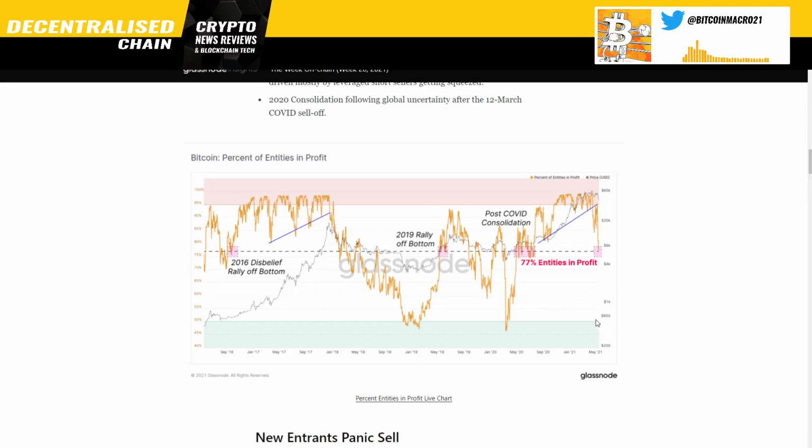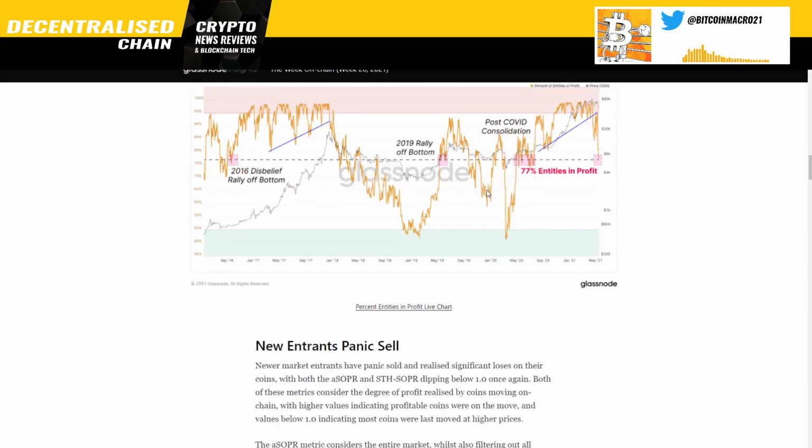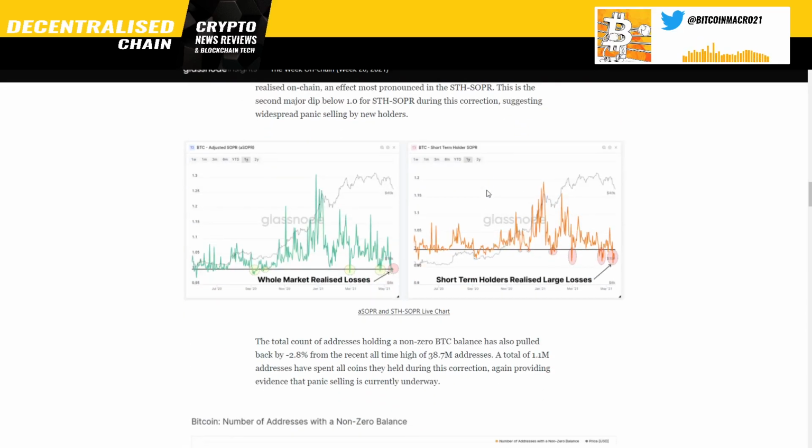lower. Now maybe we do come back to the green zone where 50% of entities are in profit and 50% are at a loss. Who knows, maybe that's the level that we're gonna see the bear market bottom again, if we are in a bear market. But in my opinion, it's just a pretty good indicator to be looking at if you want to know when to buy or when to sell, or if you're looking for tops after the fact. It's just a confirmation of whether the top came or not.